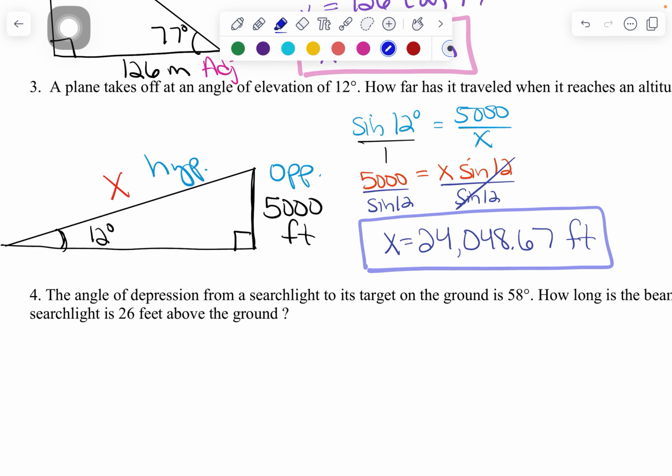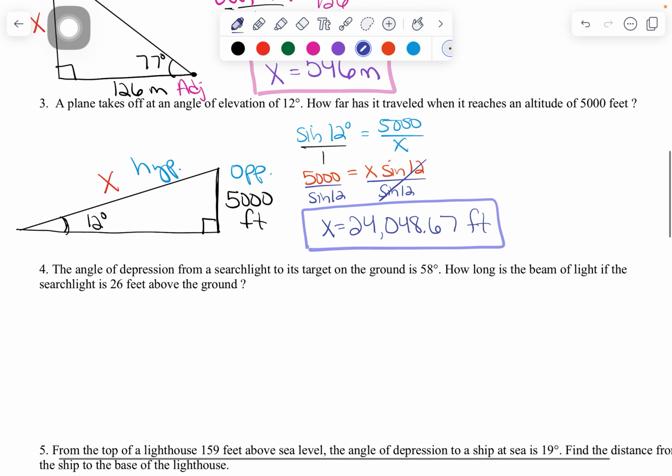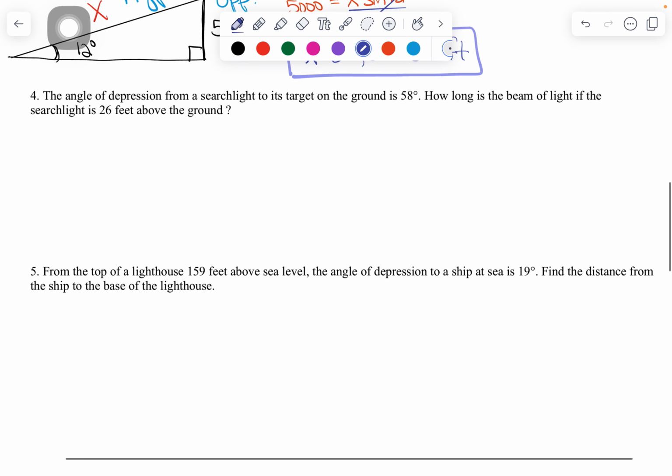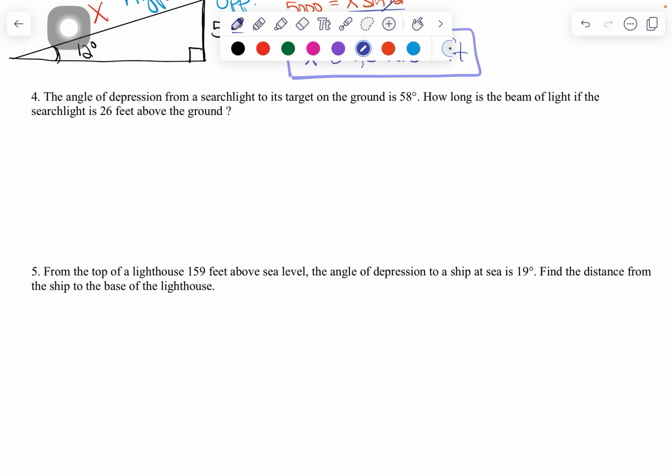So far in 1, 2, and 3, we've seen angles of elevation. I can already look ahead at problem number 4 and see an angle of depression. So number 4 and number 5 are both going to talk about angles of depression. So we want to be very careful when we're drawing these pictures to make sure that they are accurate. We have an angle of depression from a searchlight to its target on the ground.